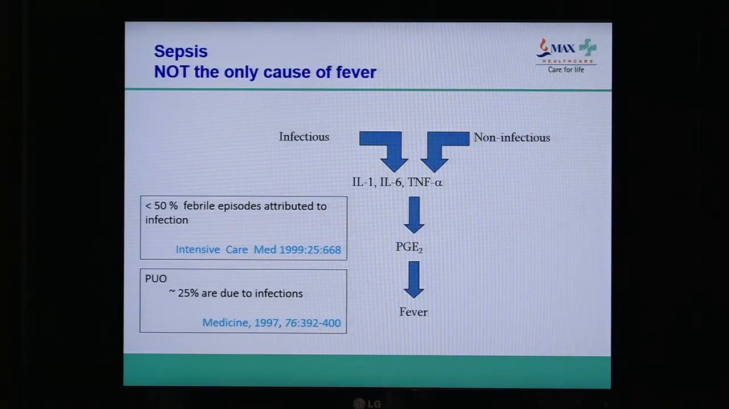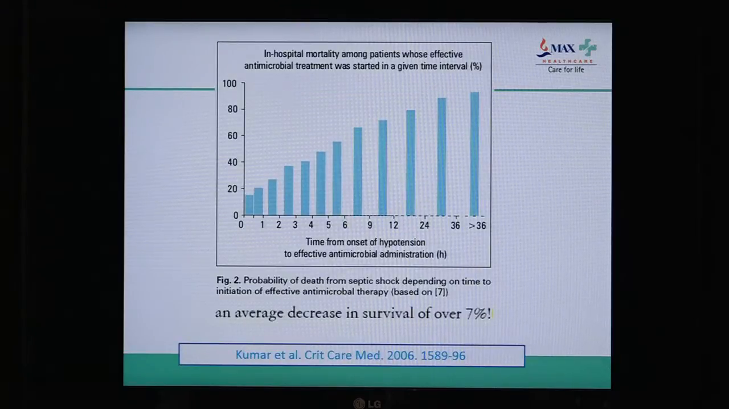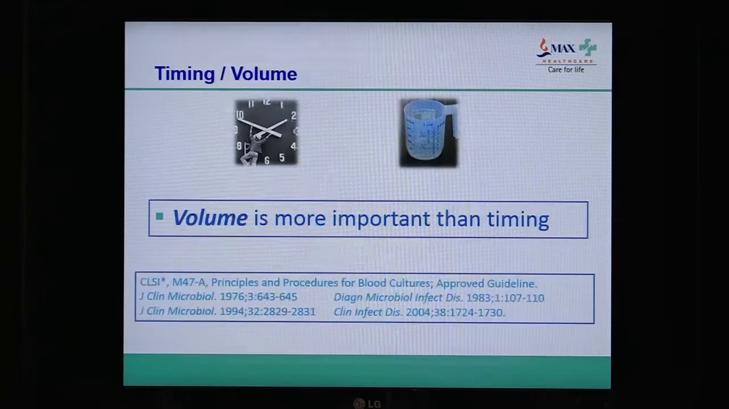So one thing is that more than 50% of fever is not because of infections. Clinicians should understand that more than 50% it can be antibiotics also, a lot of inflammatory reactions. Even up to 70% don't need antibiotics. This is the time from onset of hypotension to administering antibiotics; the earlier you administer the antibiotics, the better, so we will not wait for the peak of the fever. We have to definitely give the blood cultures; we cannot wait for the peak. Volume is more important than timing.